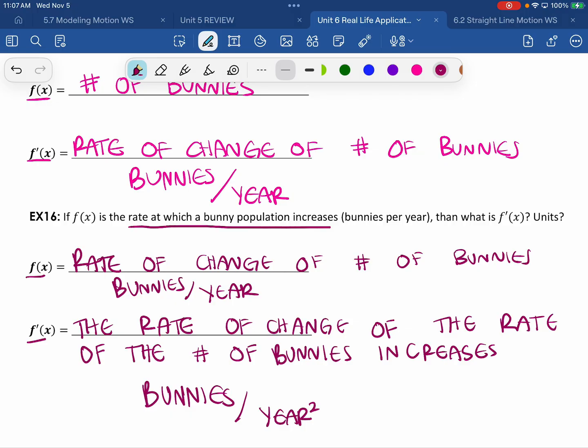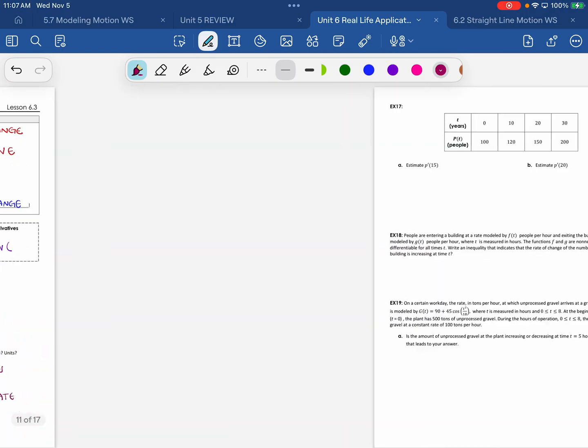It's the acceleration. I don't know. A farmer.